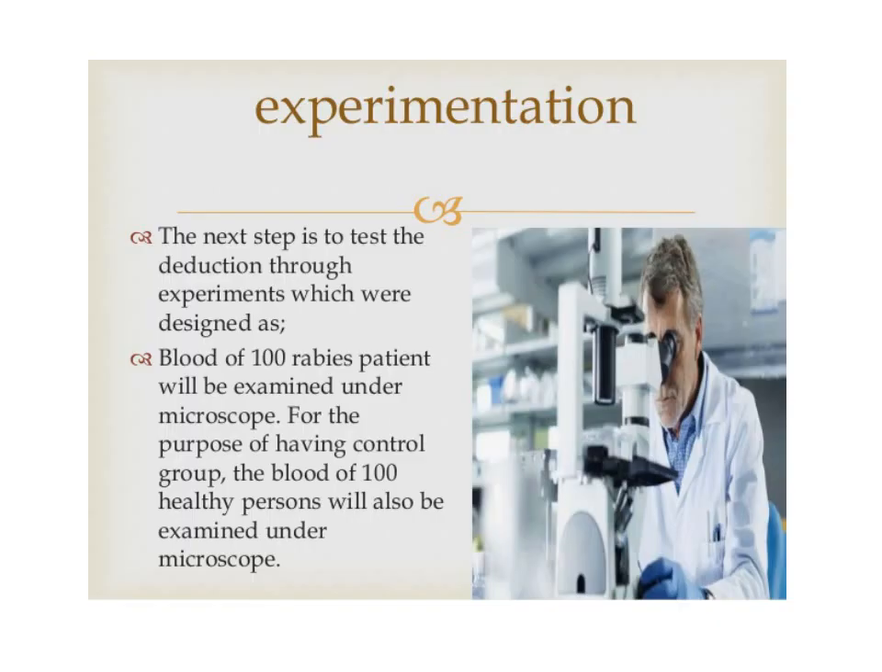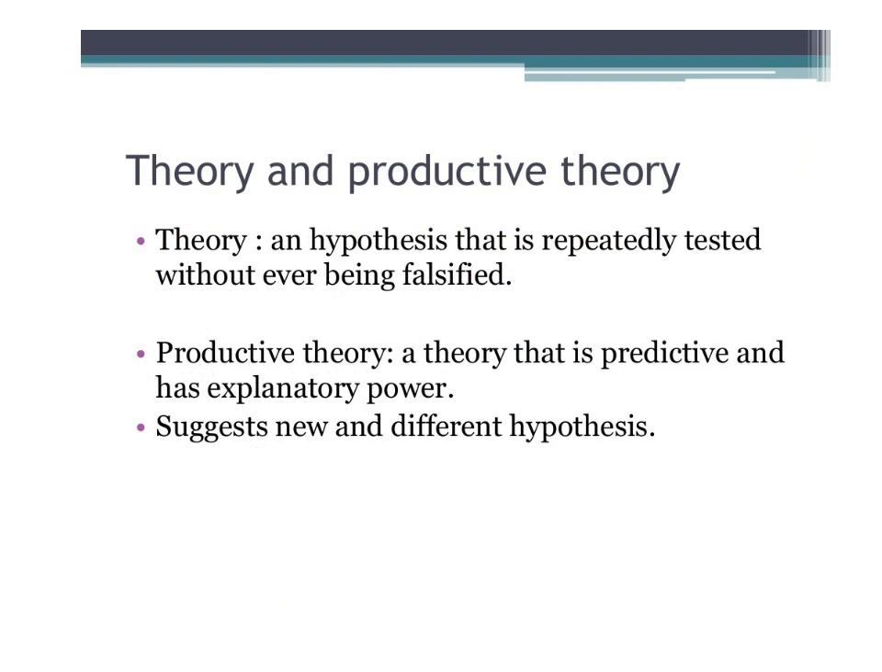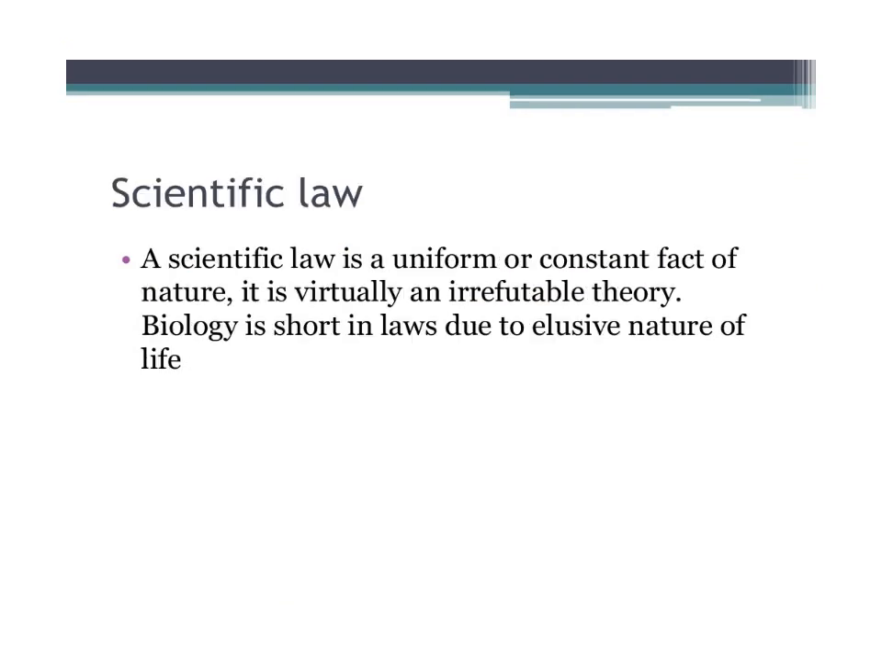Then is experimentation. The next step is to test the deductions through experiments which are designed, like the example of the blood of a rabies patient. Then is theory and productive theory. A theory is a hypothesis that is repeatedly tested without being falsified, and a productive theory is predictive, has explanatory powers, and suggests new and different hypotheses.